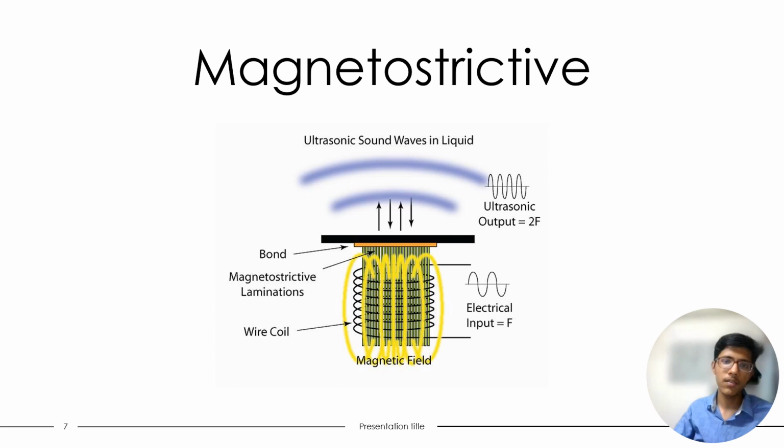Conversely, when an ultrasonic wave strikes the magnetostrictive rod, it causes it to vibrate, which generates a magnetic field. This magnetic field induces a voltage in the coils, which can be analyzed to provide information about the ultrasonic wave. They have some advantages over piezoelectric transducers, including a wider frequency range and higher power output. However, they are also generally more complex and expensive to construct.